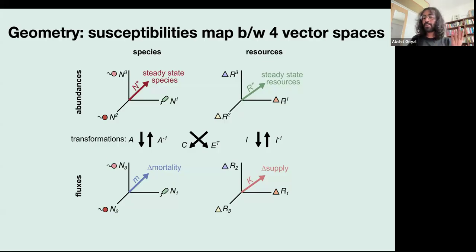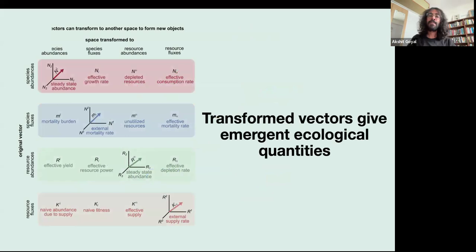And so this operation turns out to be very interesting, because every time you take a vector from its native space to any other space, you actually get a new emergent ecological quantity. This I've tried to highlight in this matrix over here. The rows tell you what the original vectors are. There are four classes: species abundances, species fluxes, resource abundances, resource fluxes. And the columns tell you what space we can transform them to.